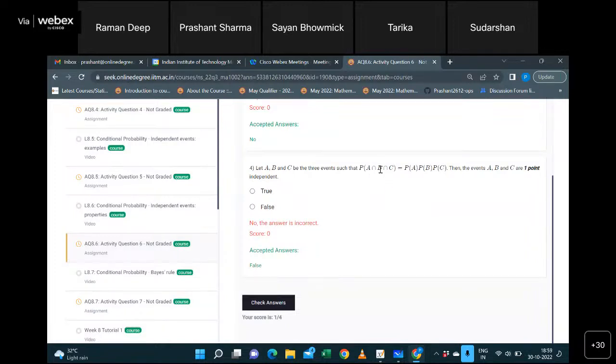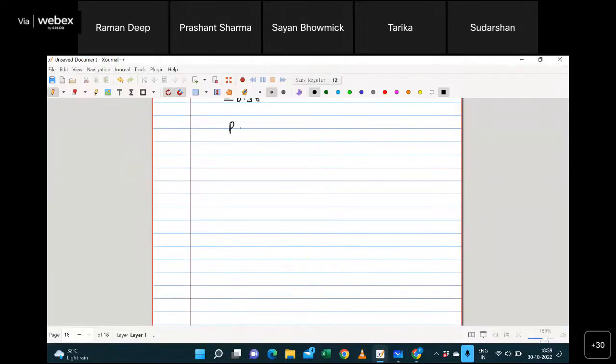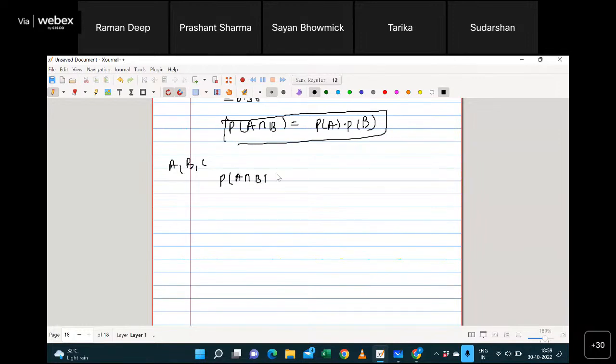A, B, C, there should be some pairwise independence, right? With A, B, B, C, and C, A. For two events, we can directly say probability of A into probability of B, then it will be independent. But suppose I have three events. We can't say in general that the intersection of these three is equal to the multiplication of the individual ones. These all should be pairwise independent.